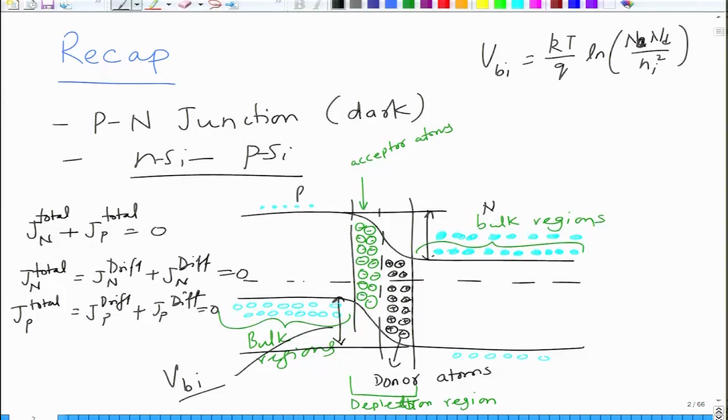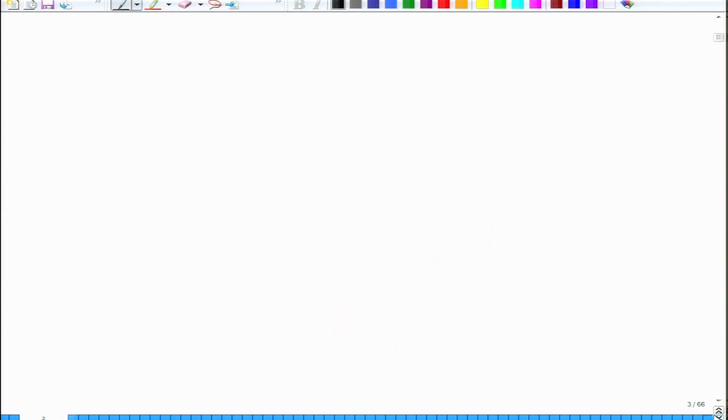Now what we will do is that we will look at some more aspects of p-n junction in a little bit more quantitative manner. For example, how wide is the depletion region? So first question is question number 1, how wide is this depletion region? That is the first question that we want to answer.